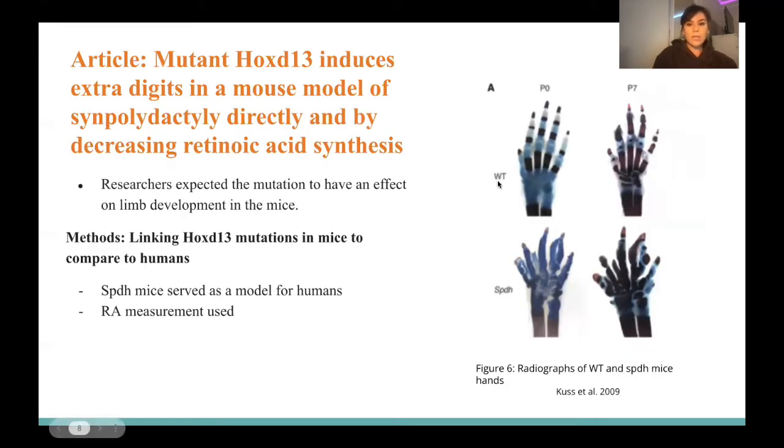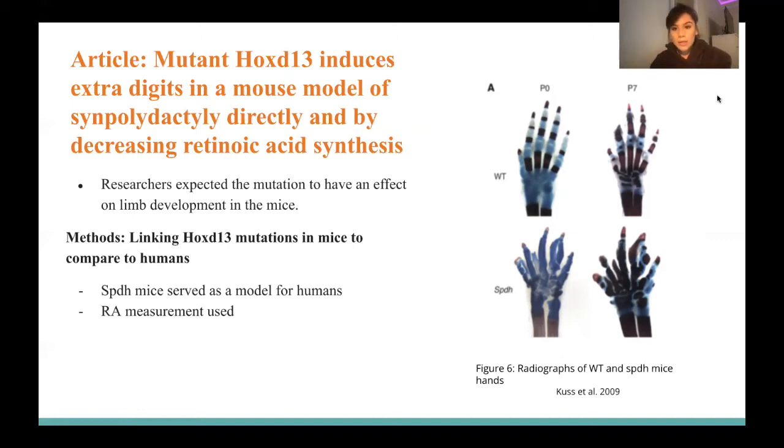The second article that I will be talking about is called Mutant HOX13 Induces Extra Digits in a Mouse Model of Synpolydactyly Directly and by Decreasing Retinoic Acid Synthesis. Researchers expected the mutation to have an effect on limb development in mice. The methods used here were linking HOX13 mutations in mice to compare to humans. The SPDH mice served as a model for humans. The RA measurement was used.